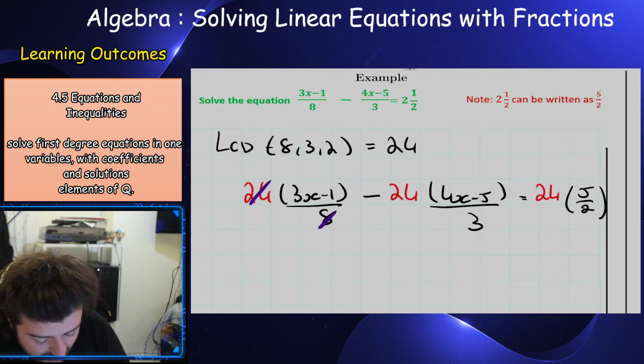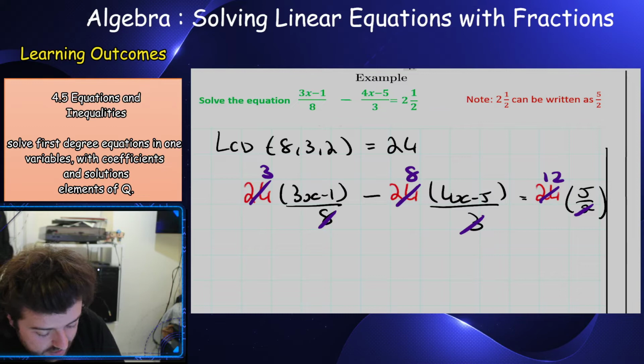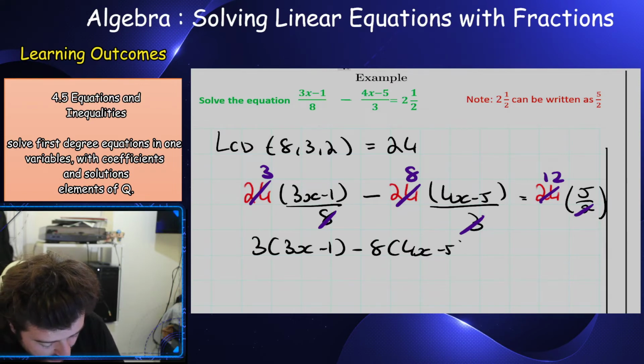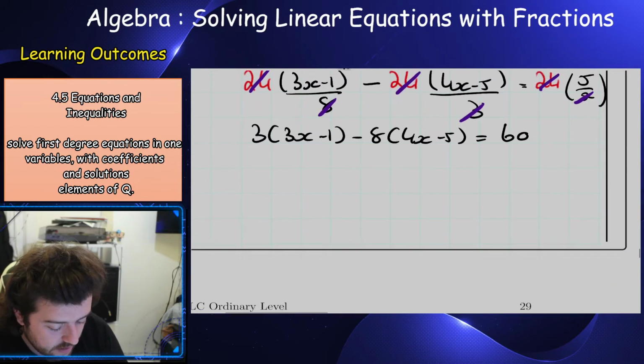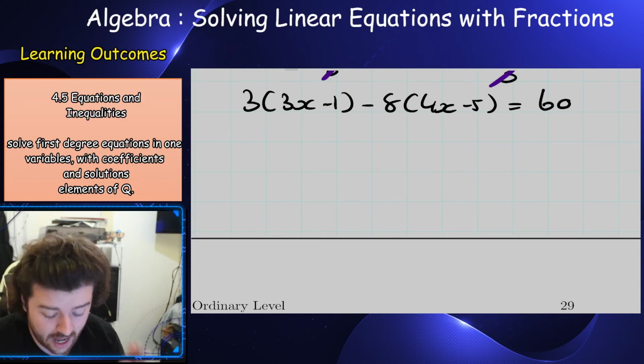Right, now I'm simplifying. 24 divided by 8 is 3. 24 divided by 3 is 8. And 24 divided by 2 is 12. So now I'm going to rewrite this out. I have 3 times (3x - 1) minus 8 times (4x - 5) equals 12 times 5, which is 60.